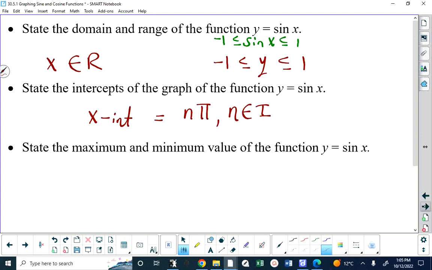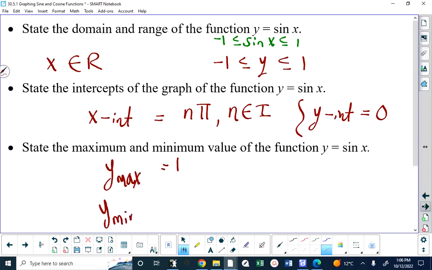What's the y-intercept? Well, the y-intercept is 0. And I just want to stress to you, the most important part about that y-intercept is the graph starts at the origin and it goes up. What are the maximum and minimum values? Sine of x has a maximum value of 1, and a minimum value of negative 1. We can trace that to the graph, or you can look at the unit circle. Sine of x is between negative 1 and 1, including negative 1 and 1.